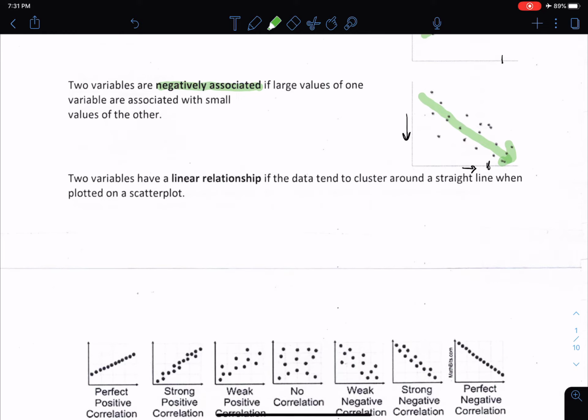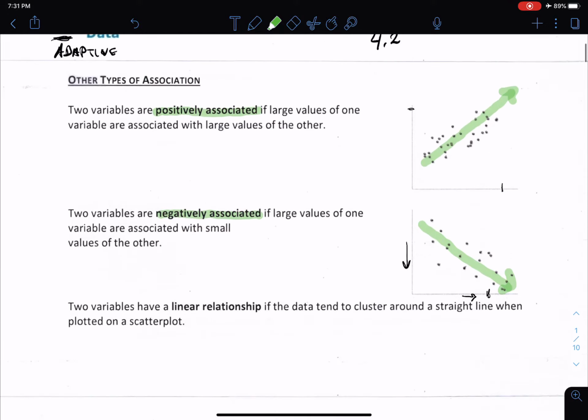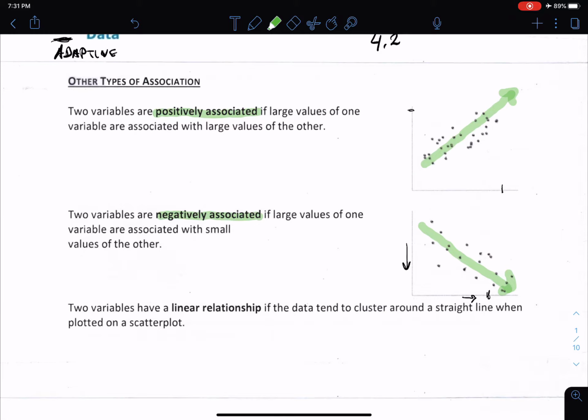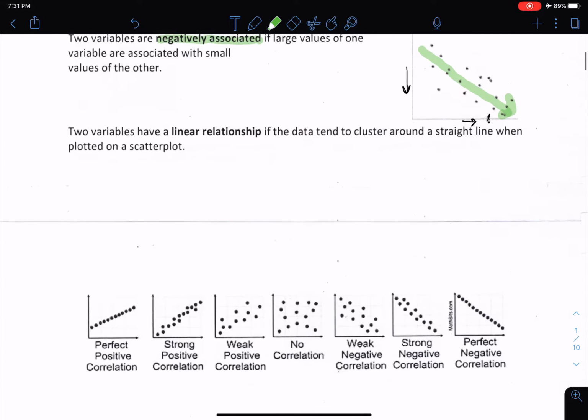Two variables have a linear relationship if the data tends to cluster around a straight line when you plot the scatter plot. Okay, so when you plot the scatter plot, you can definitely see some clustering around a straight line. So that's how we can see that it has a positive or negative correlation.